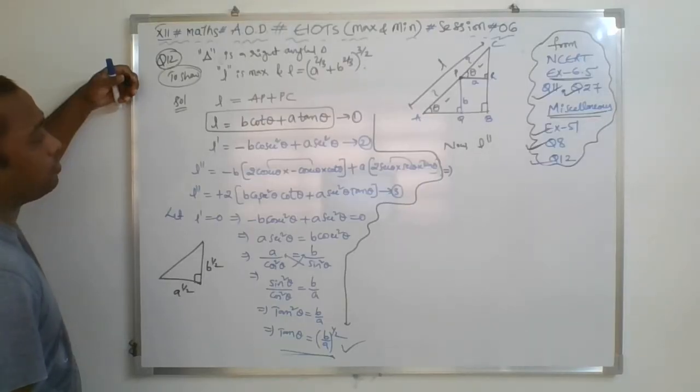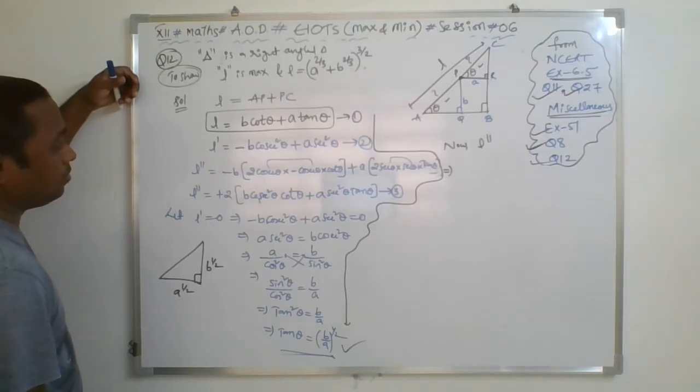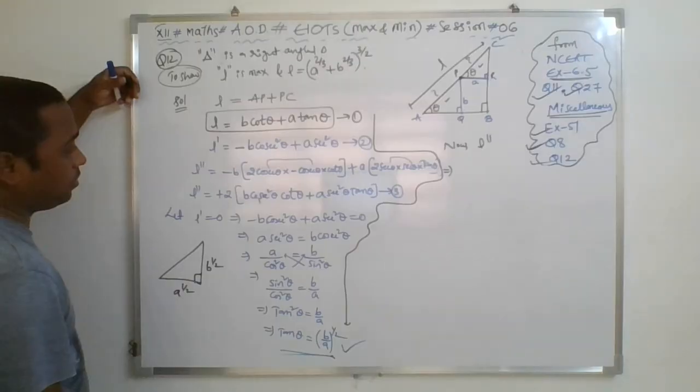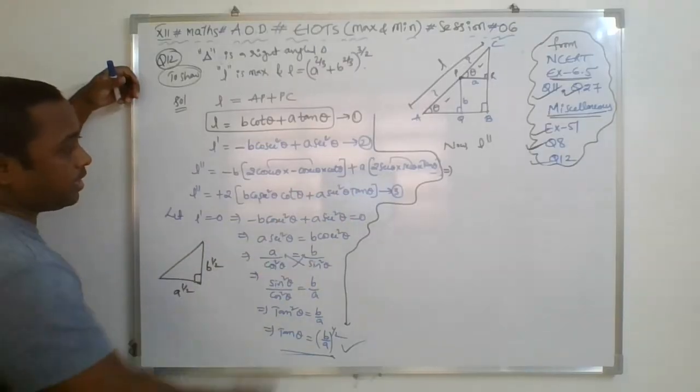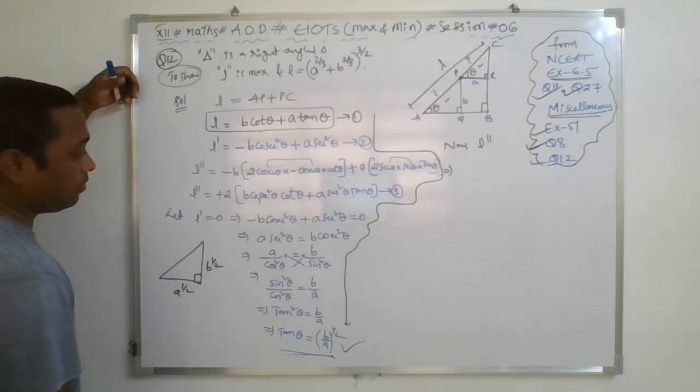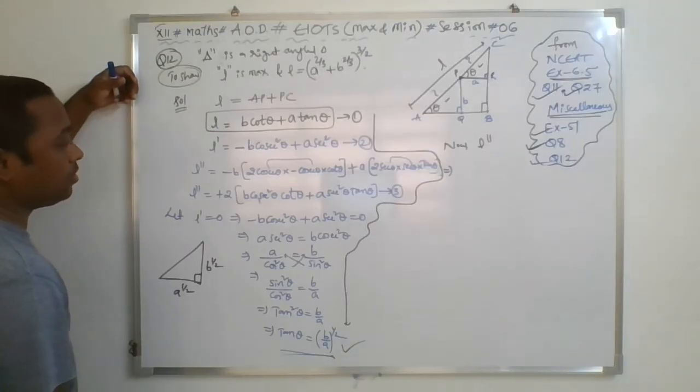a cot theta plus b tan theta, cosec square theta, tan x square x 2 cosec theta minus cosec theta into cot theta, sec theta 2 sec theta into sec theta into tan theta, plus 2 cosec square theta into cot theta, sec square theta into tan theta, 2 common. L double dash is clear.